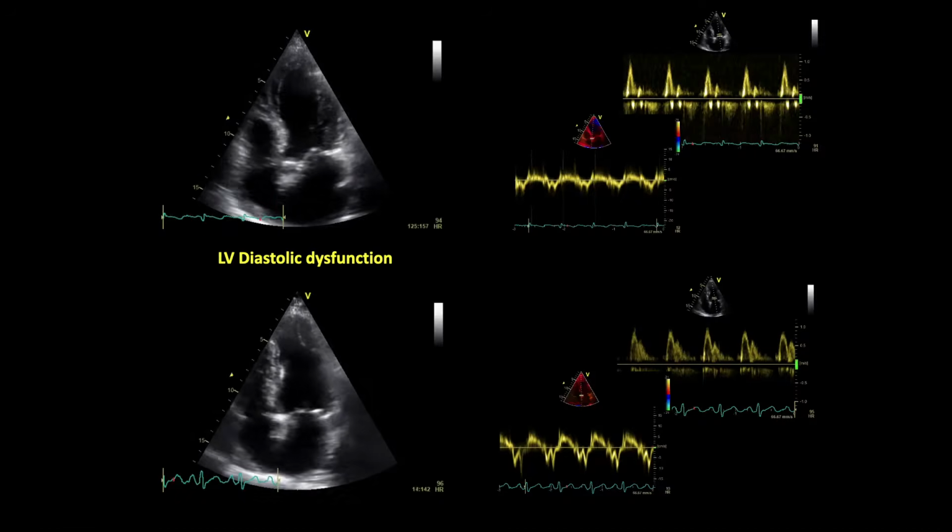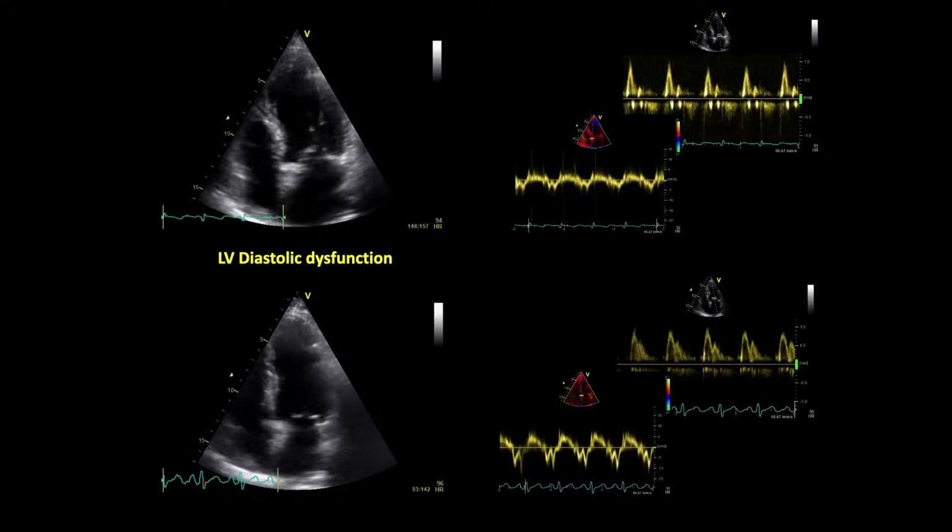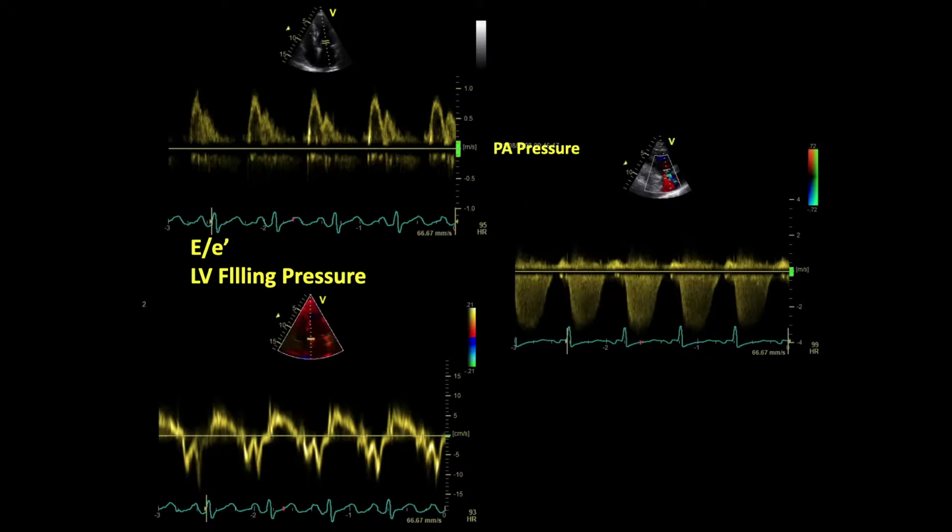So it's your responsibility to give in the report what you've seen and do it correctly, and use the tissue Doppler to give a correct diagnosis of the grading of the diastolic dysfunction. At the same time, calculate the E by E prime and give the LV filling pressure as per the standard recommendation. The PA pressure also usually correlates: the higher the E by E prime, the more likely the PA pressure is going to go up.